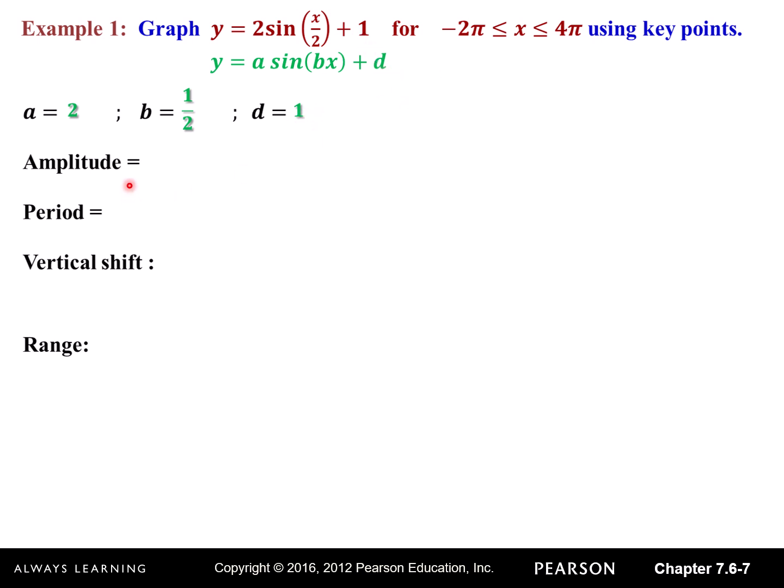And then the amplitude is determined by the absolute value of a, so we take the absolute value of 2, which is equal to 2. So that is the height of this graph.